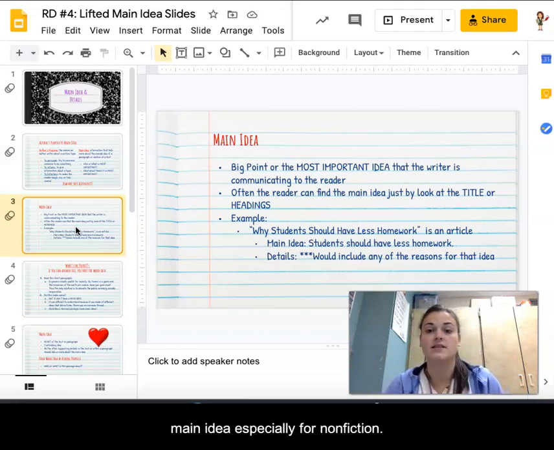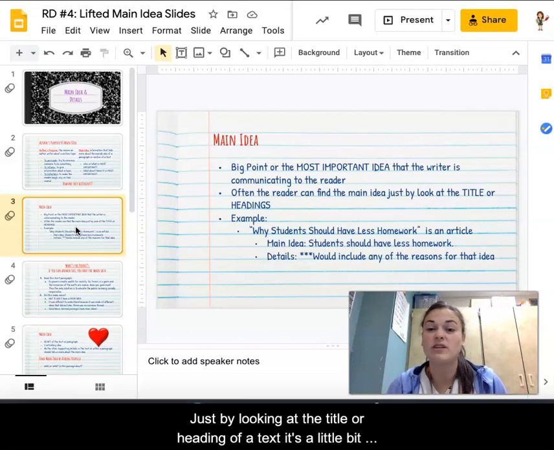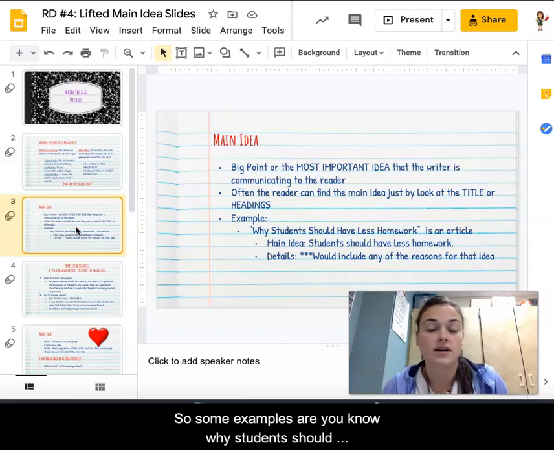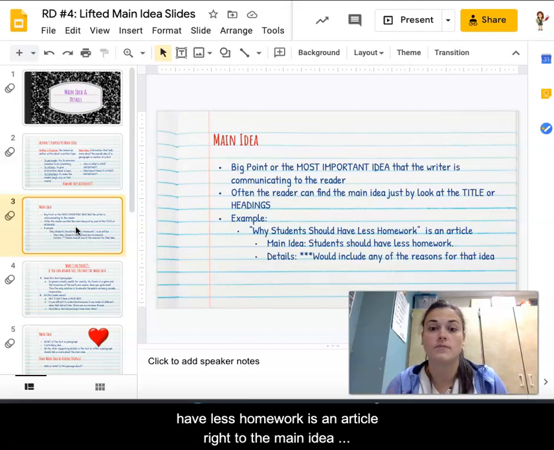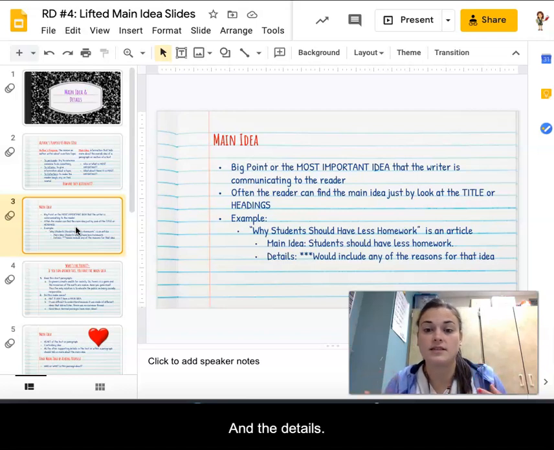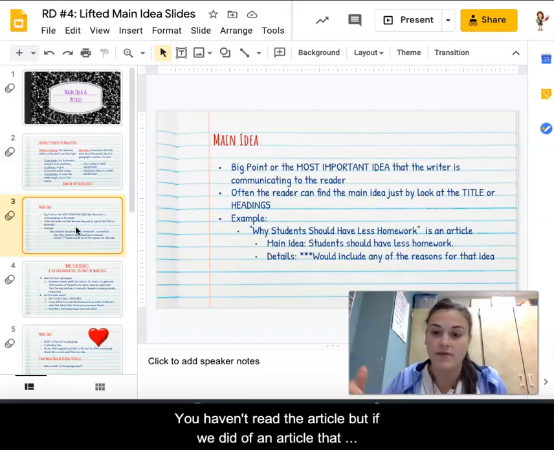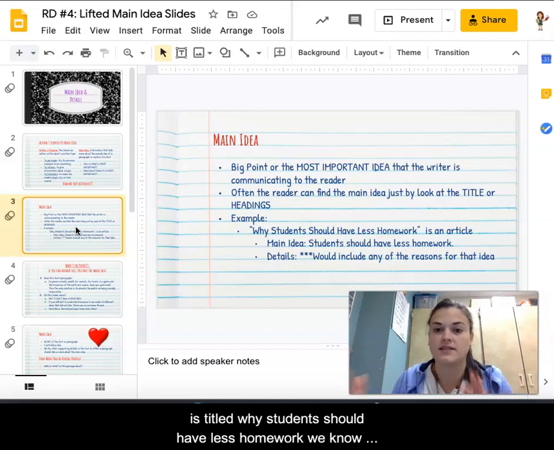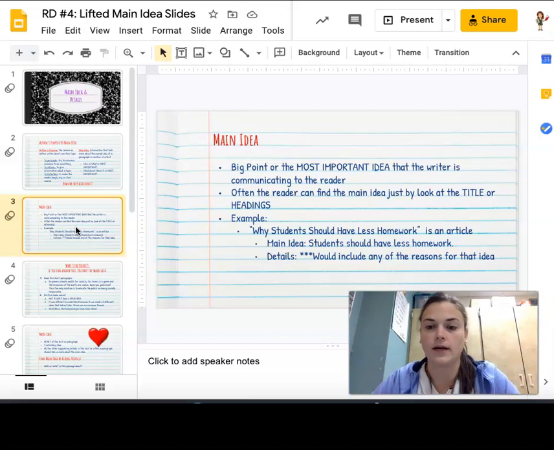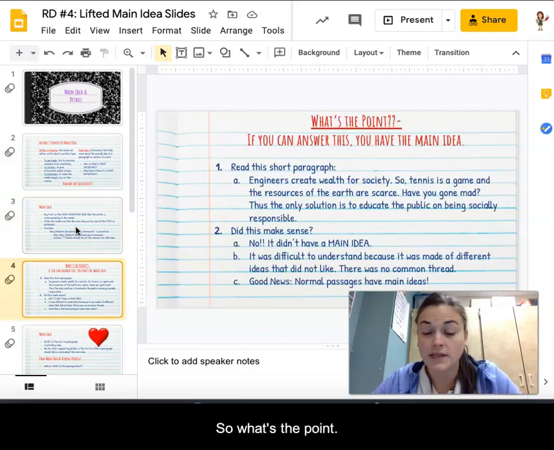Often the reader can find the main idea, especially for nonfiction, just by looking at the title or headings of a text. It's a little bit harder to find main idea in a fiction text, but it is possible. Some examples: "Why Students Should Have Less Homework" is an article. The main idea, we already know from the title, is students should have less homework. We haven't read the article, but we know the details would include the reasons to support why students should have less homework.